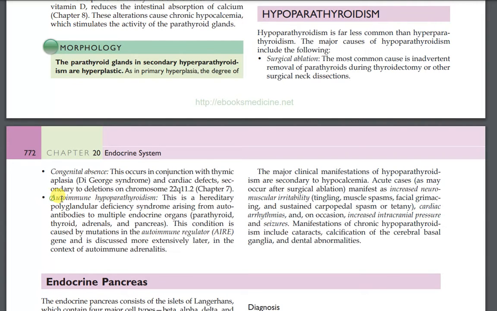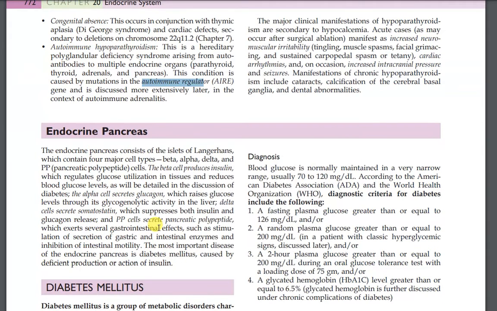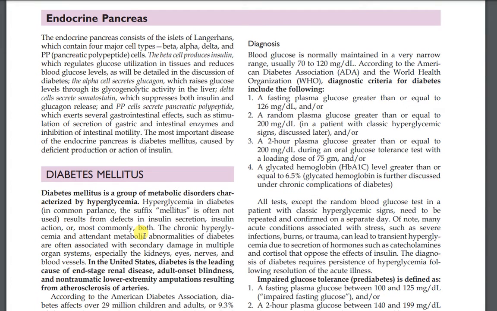And then autoimmune hypoparathyroidism very rarely happens. It happens due to mutations in the autoimmune regulator, AIRE, gene. Later we'll discuss it in polyglandular disorders. Then pancreas. Endocrine pancreas.